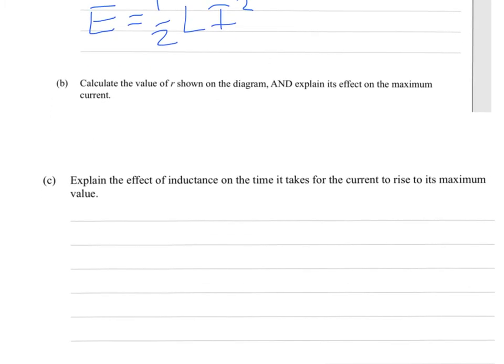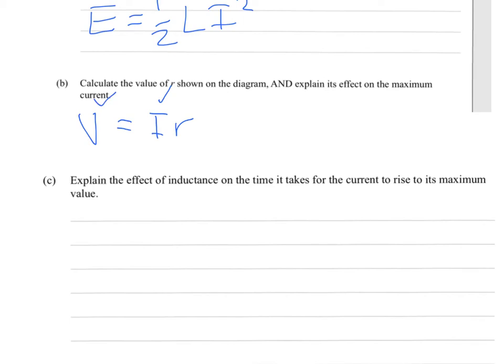B, calculate the value of R shown on the diagram and explain its effect on the maximum current. Well, we have the voltage across it. When it's at the maximum current, you'll have no voltage drop across anything else in the circuit because there's no other resistance values. So we can just use V equals I times R. We know I, because that is the current given above, and V is 120 volts.